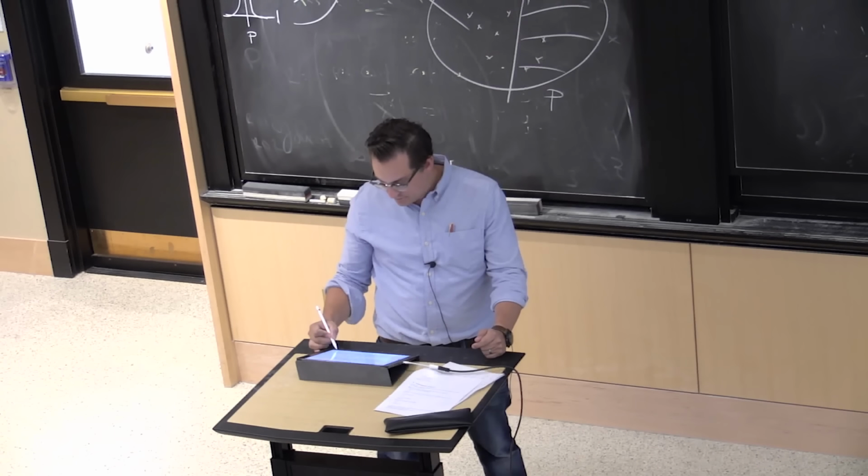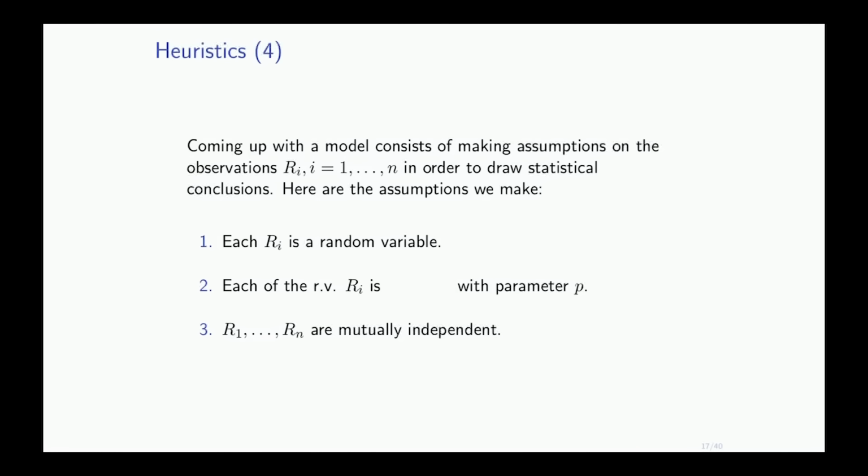Okay, so we need to understand a model, right? So here's the model that we have for this particular problem. We need to make assumptions on the observations that we see. We're just sweeping under the rug everything we don't understand about those couples. And the assumption that we make is that each Ri is a random variable. Okay, this you will forget very soon. The second one is that each of the Ri's is a random variable that takes value 0, 1.